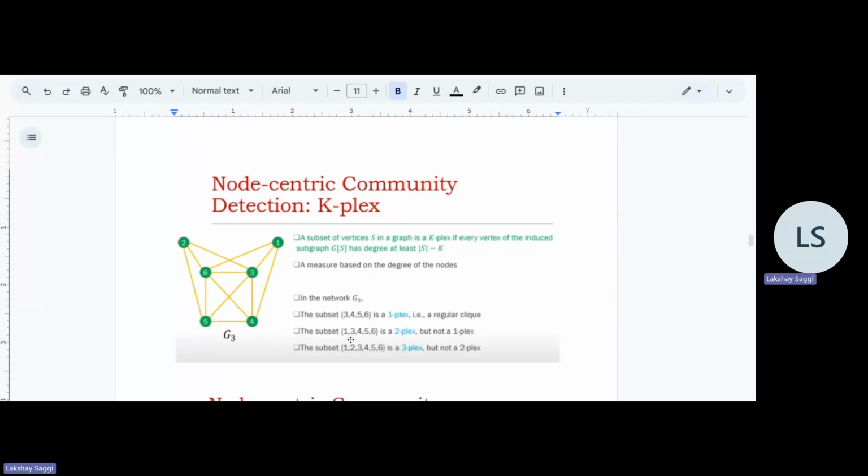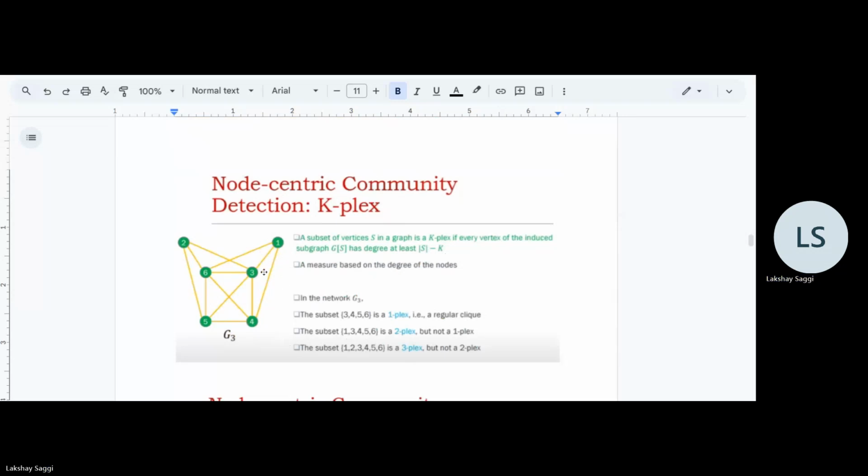Similarly, let's just look at this. So 1, 3, 4, 5, 6. The minimum degree in this network is degree 2, because it is an induced graph. This one has the 2 edges and 4.